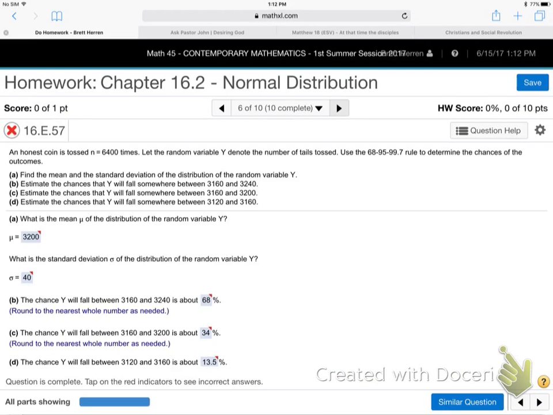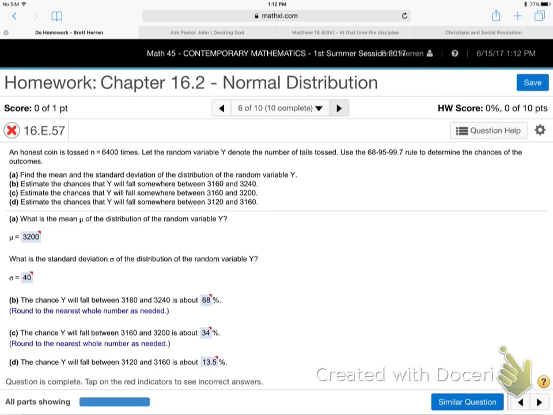All right. Oh yeah, this whole thing. I forgot about this. Okay. Honest coin, 6,400 times, variable, no tail. All right, yeah. I just need to give you the formulas for this. What is it? There it is. Basically, anything you do random, it'll do this.